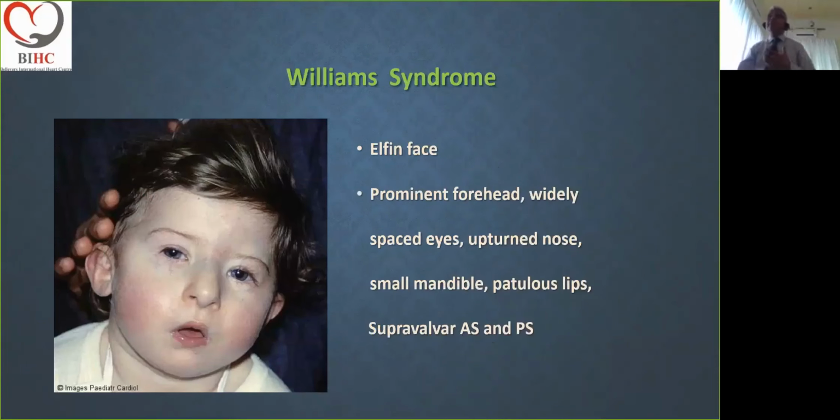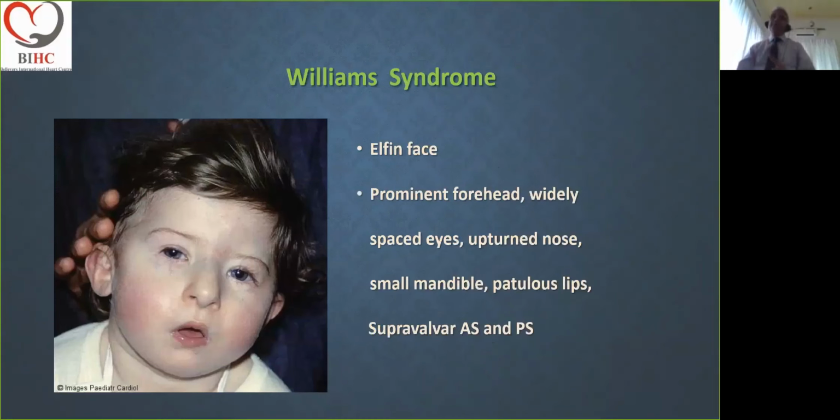Similarly, Williams syndrome with the elfin face. I hope you know what elves are. Elves appear in Midsummer Night's Dream of Shakespeare. They are quixotic creatures, short, funny-faced creatures. So the elfin face has a prominent forehead, hypertelorism, an upturned nose, and a small mandible. This is characteristic of Williams syndrome.